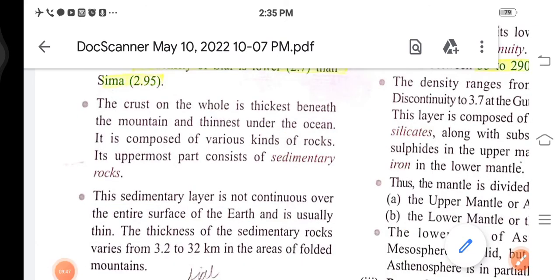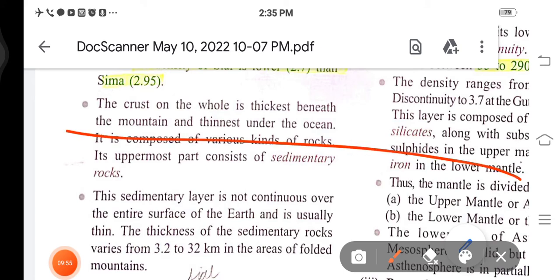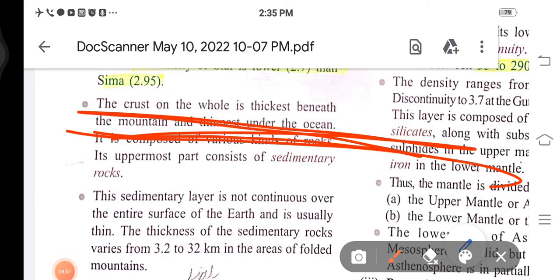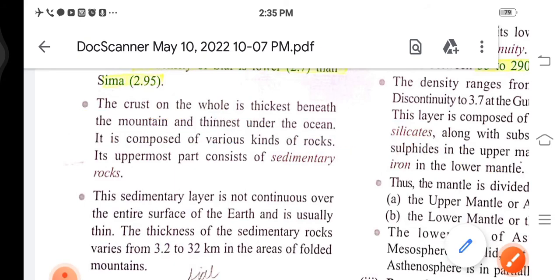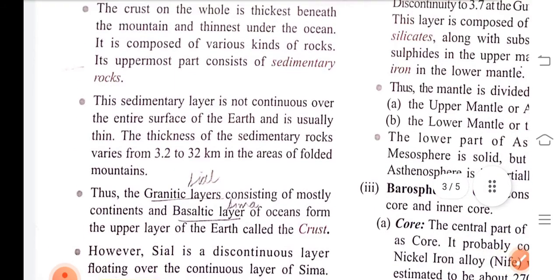The crust is composed of various kinds of rocks, and its uppermost part consists of sedimentary rocks. This uppermost part consists of sedimentary rocks. This sedimentary layer is not continuous over the entire surface of the earth and is usually thin. The thickness of the sedimentary rocks varies from 3.2 to 32 kilometers.